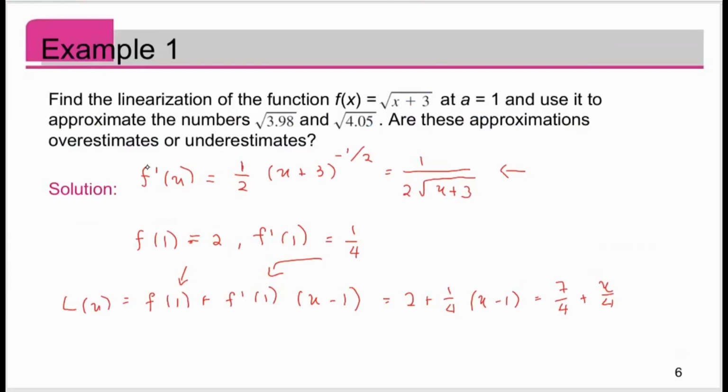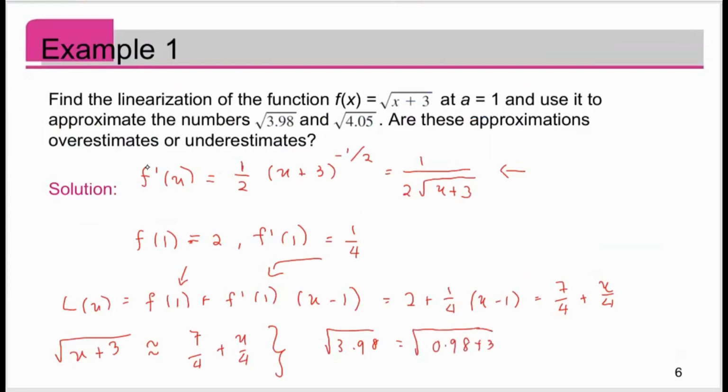The way we are going to approximate this, we write it like this: square root of x plus 3 is approximately equal to 7 over 4 plus x over 4. And then from this formula, we are going to get the square root of 3.98. You can write it in this form, that is 0.98 plus 3, and that will be equal to, you just plug in the value of 0.98 inside this particular formula. So you have 7 over 4 plus 0.98 over 4, and that will give you 1.995.